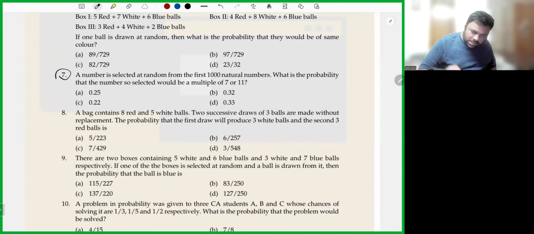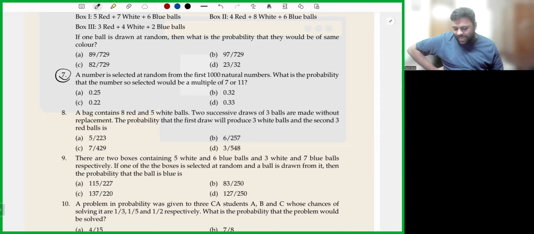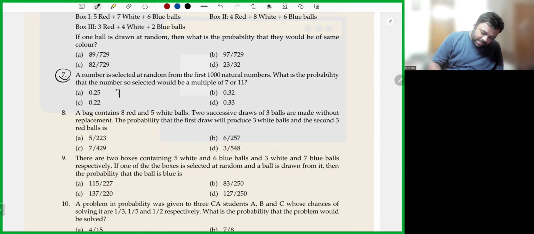Now, we'll solve all the sums under set number C. There is no issue. But first, let me solve this sum. And then I'll come back to conditional probability. Two sums are there in additional question bank. We'll do those two sums. He's telling a number is selected at random from 1000 natural numbers. So total cases are 1000.